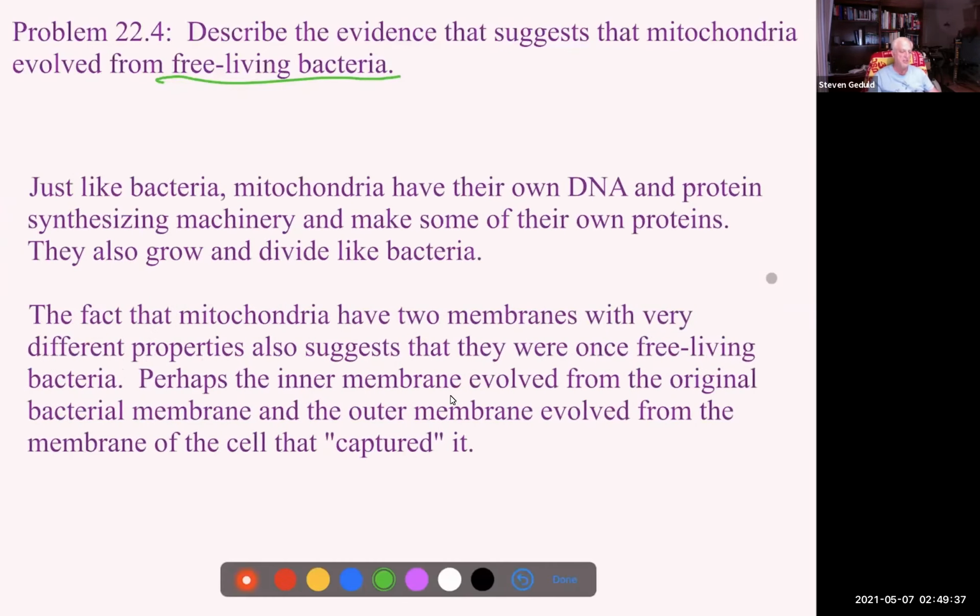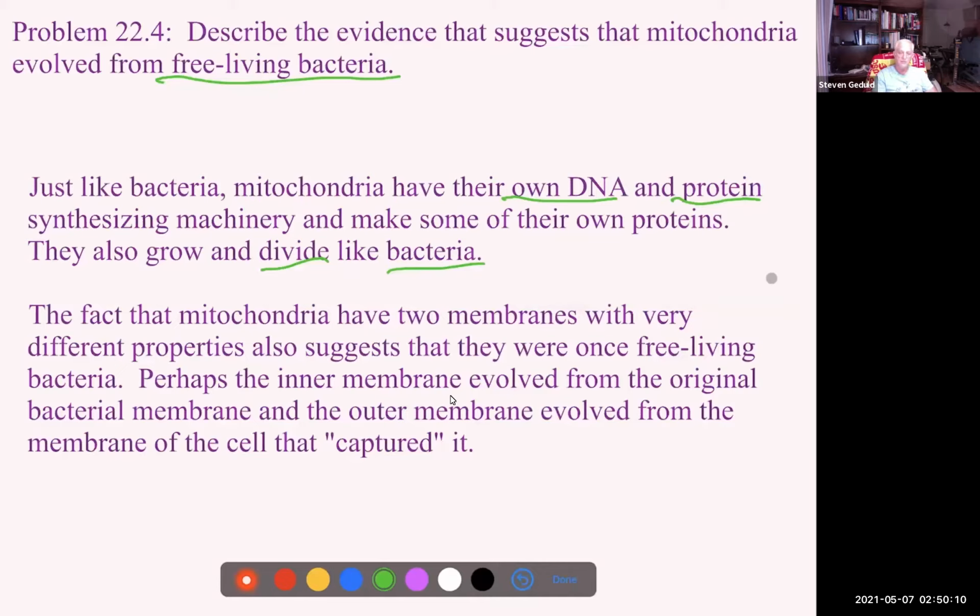So just like bacteria, mitochondria have their own DNA. They synthesize their own proteins, and they grow and divide just like bacteria. They self-replicate inside our cells. The fact that mitochondria have two membranes with very different properties also suggests that we were once free-living bacteria. Perhaps the inner membrane evolved from the original bacterial membrane, and the outer membrane evolved from the membrane that captured it when it got infected into an animal species that we were developing.